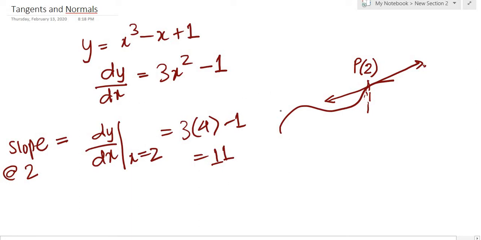If you want, I'll just repeat this one more time. You have a function y is equal to x cube minus x plus 1. You differentiate that with respect to x, you get 3x squared minus 1. Now this is a general slope function. You need a specific point at which it will output the value of the slope. So say in the question it was told to find the slope at x is equal to 2. Then you plug 2 in the place of x. So 2 squared is 4, 3 times 4 minus 1 is 11. So the slope of the tangent line at 2 is 11.